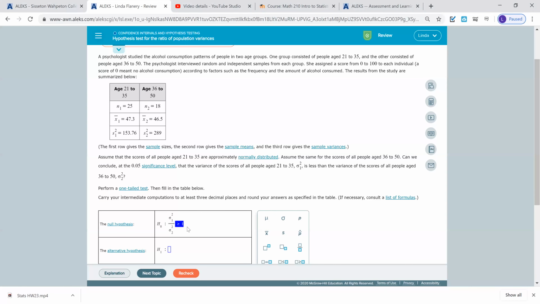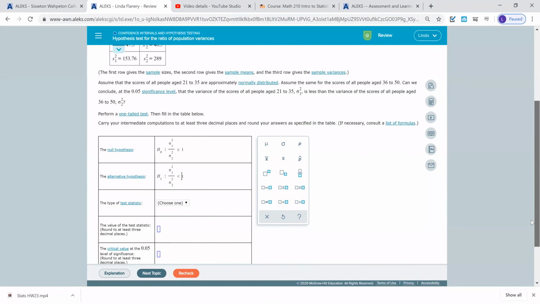Now, if you're using Chrome, you should be able to use your Word shortcut. So I'm going to highlight, hit Control C to copy, hit Control V to paste, and then change my greater than to my less than symbol. If you are using a different browser, you may not be able to copy and paste. Otherwise, you can just type it in again. But we are checking for less than, that's our claim, our alternative hypothesis.